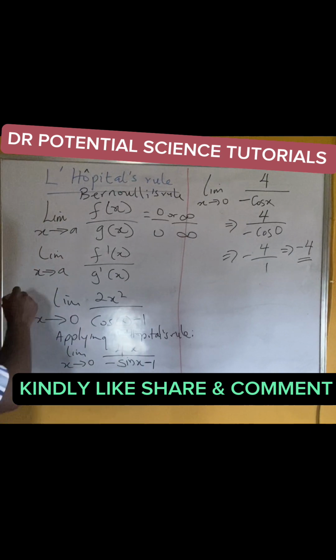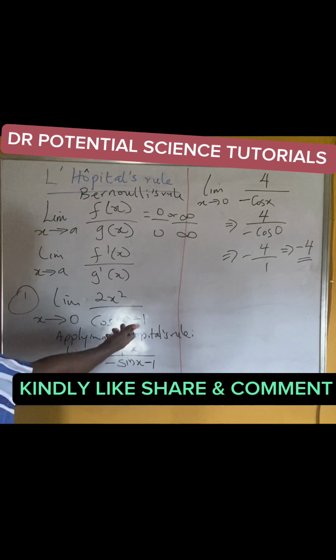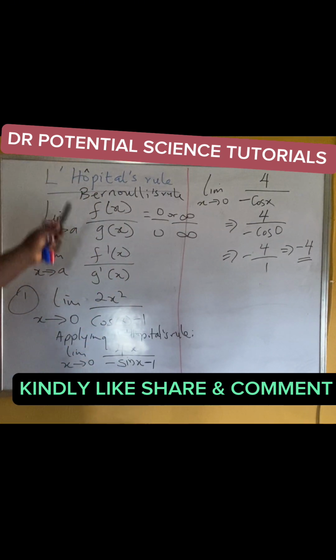So let's look at some examples. Example 1: we're asked to look for the limit as x tends to 0 of 2x squared over cos x minus 1. So if we apply this directly, anywhere you see x, put 0. 2 times 0 is 0 already. Cos 0 is 1. 1 minus 1 is 0. 0 over 0. So that is not the correct answer. So we have to apply the Bernoulli's rule or the L'Hopital's rule.